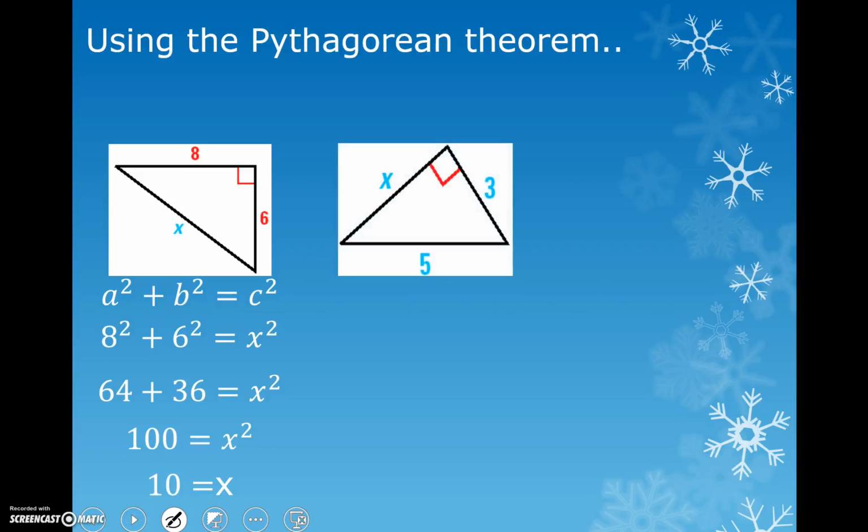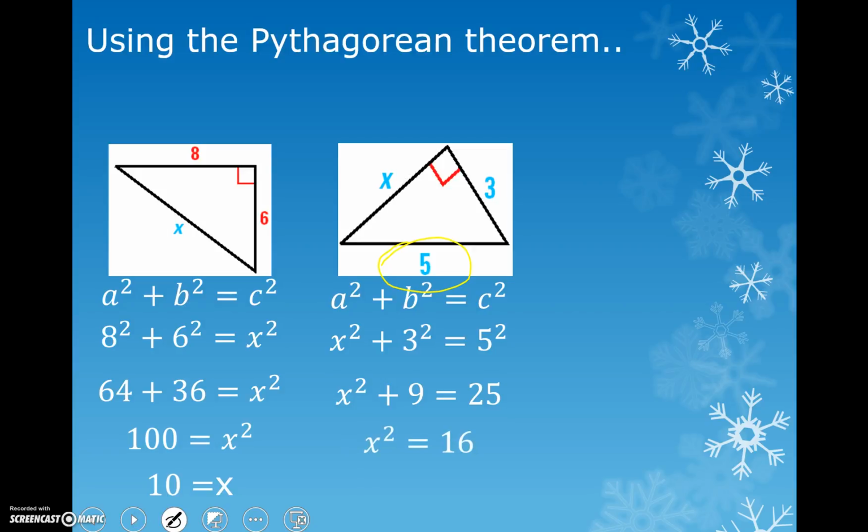So let's take a look at this one here. Now the difference is I'm not looking for the hypotenuse, because the hypotenuse already has a value, so I'm looking for a leg. It does not matter if you put x in for a or x in for b, since addition is commutative. It doesn't matter where you put it in. So here, I'm going to square it. In this case, I'm going to subtract the 9 from the 25, unlike the one on the left, where I add them together. When I subtract them, I end up with 16, and the square root of 16 is 4. Look at that pretty number.